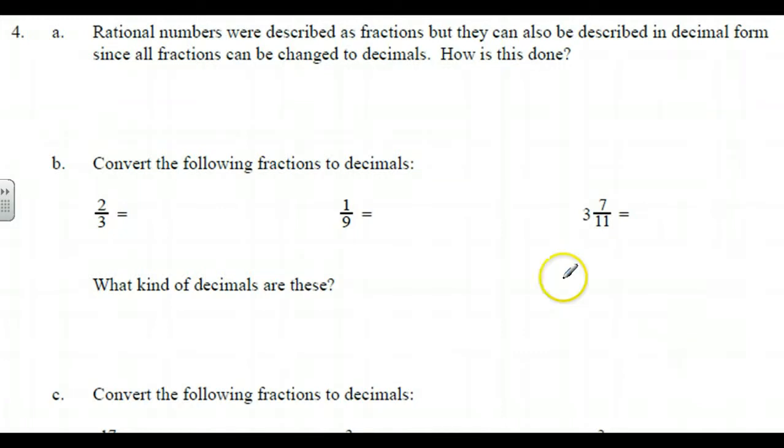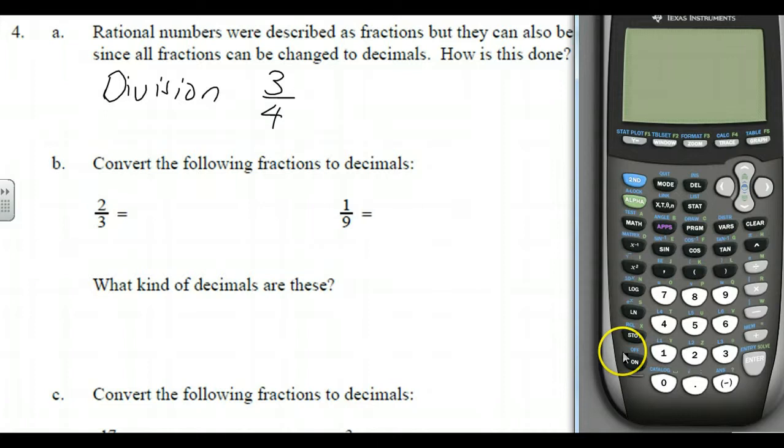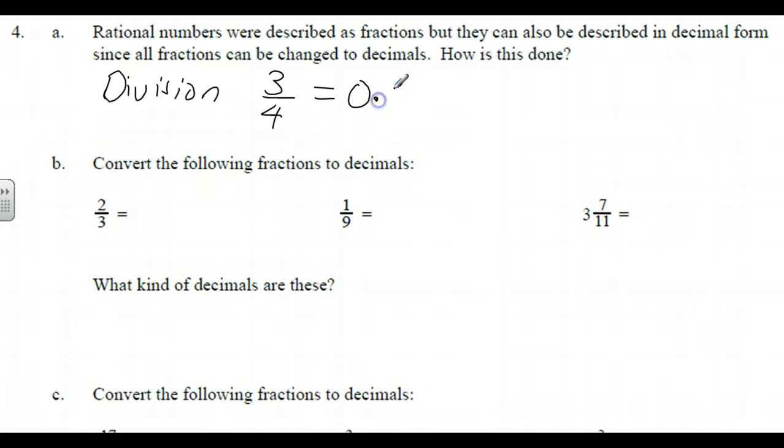Now, number 4. Rational numbers were described as fractions, but they can also be described in decimal form, since all fractions can be changed to decimals. How is this done? Division. On your calculator, 3/4 means 3 divided by 4. Enter, and that's a decimal, 0.75. So that's how you do it.